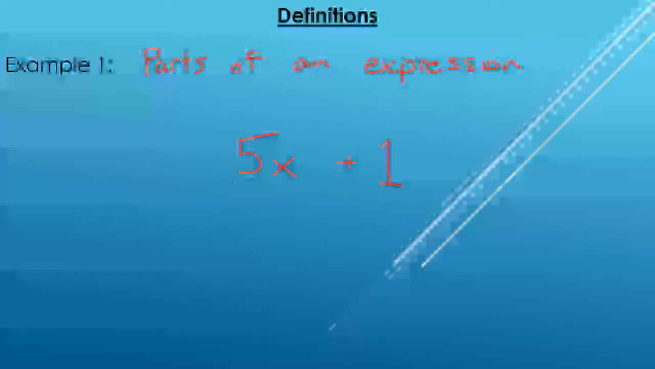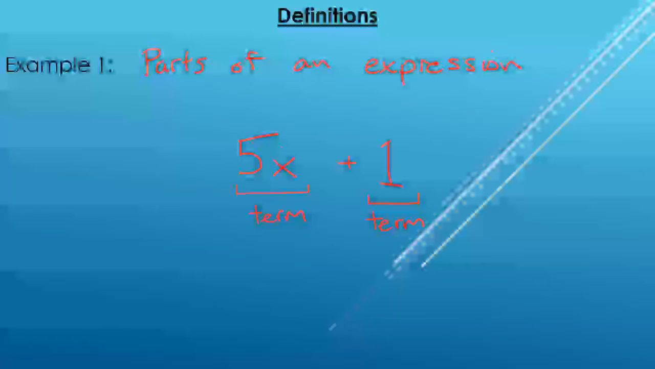Now this is made up of different terms being added or subtracted. So this has two terms. 5x is a term, and then 1 is a term. So anything that's being added or subtracted to each other are the different parts of the expression. And then they have their own special names as well and distinctions.